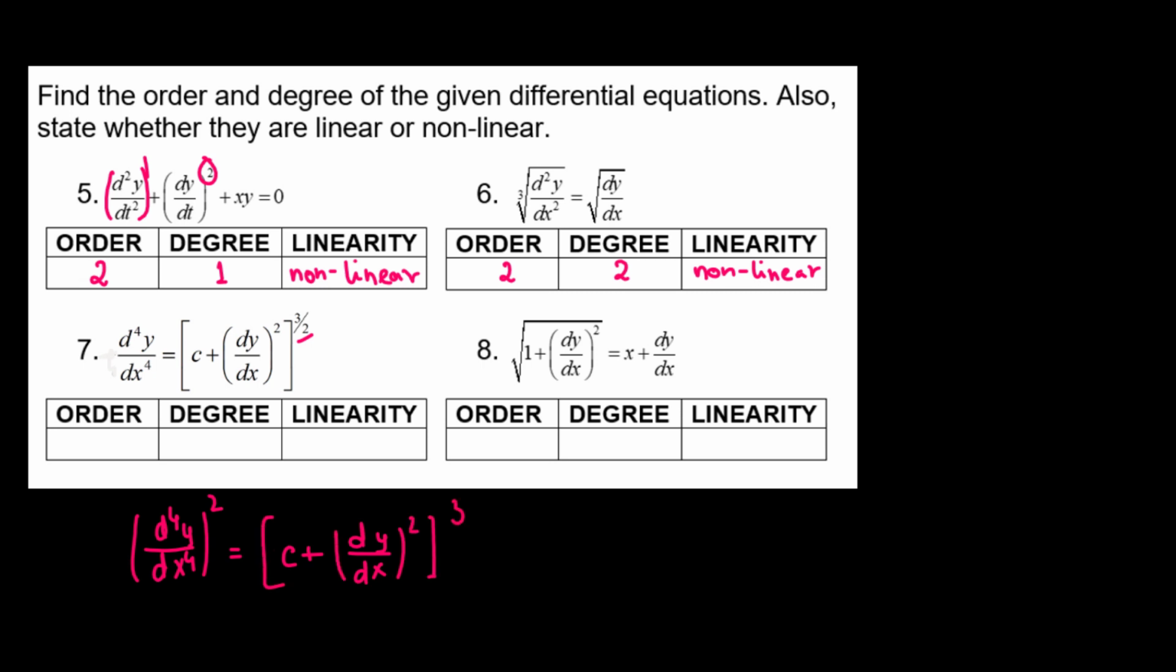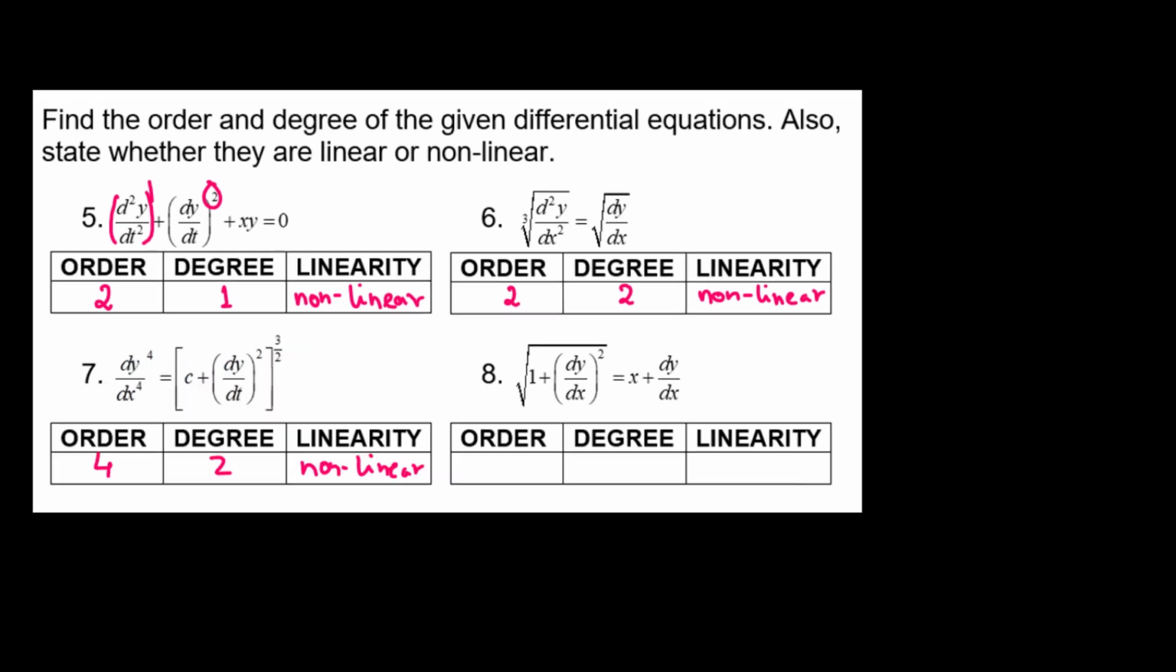Now if we look at this particular differential equation, we see that the highest order differential coefficient is the fourth derivative of y with respect to x. So the order is going to be equal to 4 and the degree is going to be equal to 2. And talking about the linearity, it's going to be a non-linear differential equation. That is because we cannot write the given differential equation as a polynomial in derivatives.